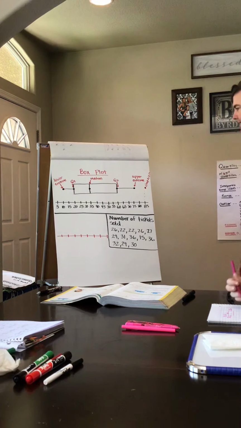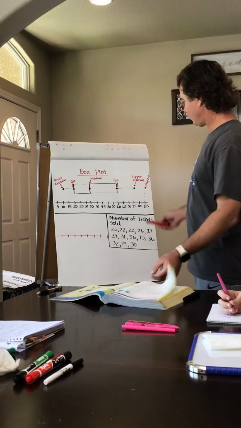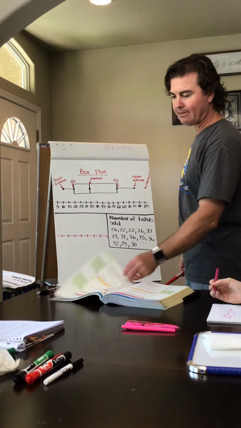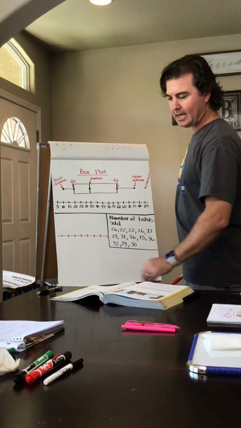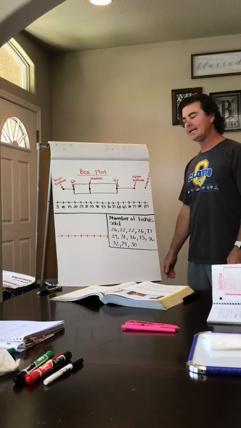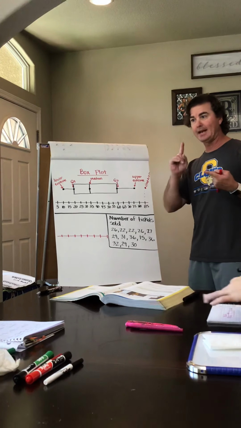All right, let's try to create one of these. So we've got the number of tickets sold as our data set that we're working on here. So the first thing that you want to do in a box plot though is put your numbers from least to greatest. You need that because you're going to have to find out your median.